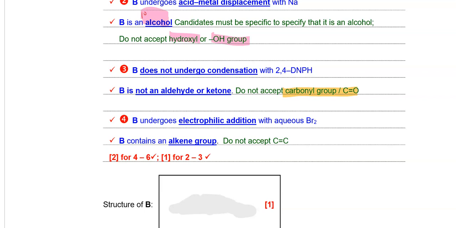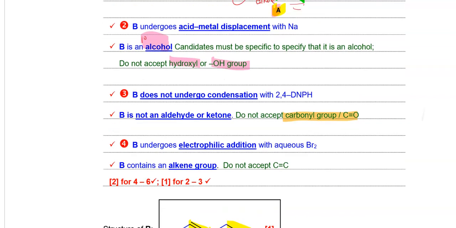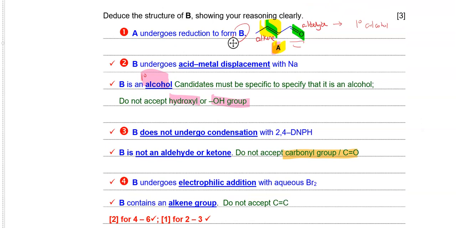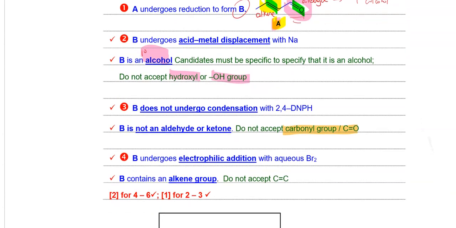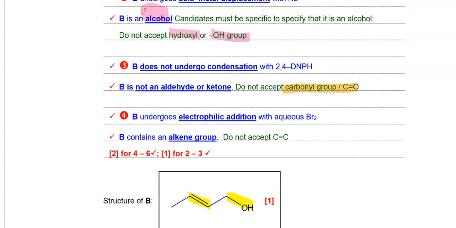The compound B will therefore be: the alkene is not reduced, and the aldehyde is reduced to a primary alcohol. So the alkene remains intact. You can see the aldehyde is reduced to a primary alcohol. That's the structure of B. Okay, that's done with 2A.